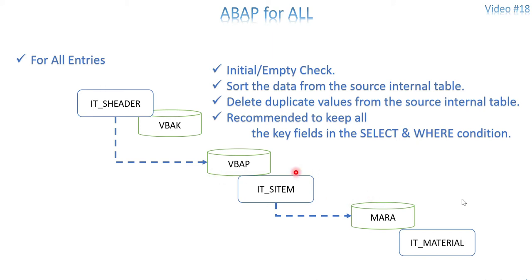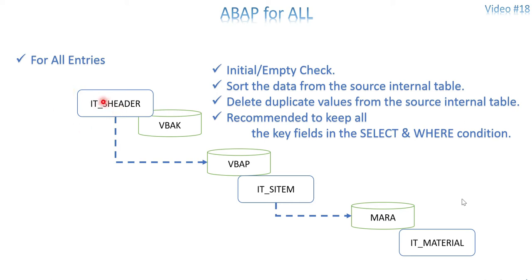The same thing applies for items also. If it is empty, it will take all the data from the table. So the initial check is very important for FOR ALL ENTRIES. Mostly the initial check is for your source internal table, and also sort the data of the source internal table. So that is also one important thing.